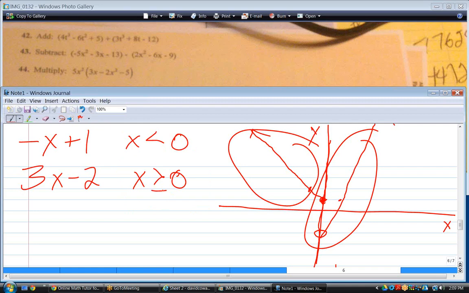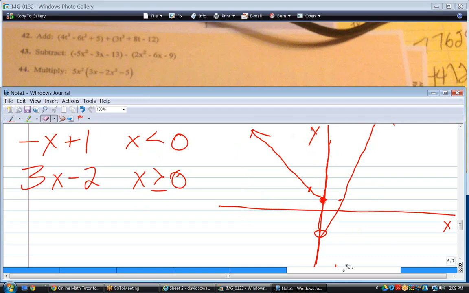Sometimes you might see that, where one of them will have an equal sign and one of them will not. Notice that if they both had that sign, then this would be a closed dot down here, and that would no longer be a function because you wouldn't be able to say what is f of 0. F of 0 would give you 2 values. It would give you -2 and it would also give you +1.